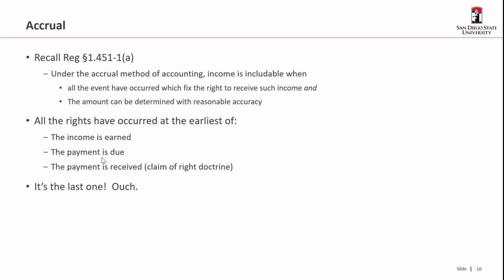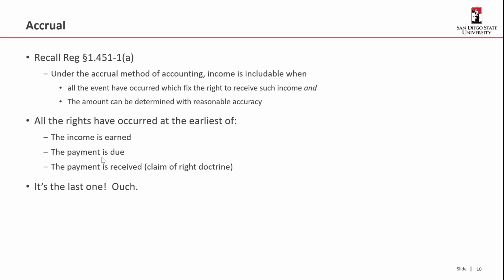What does it mean to have all the events have occurred which fix the right to receive the income? Well, that's been construed to mean all the events have occurred at the earliest of: the income is earned. So the income being earned, that is traditionally what you would think of under GAAP accounting, right? If you've earned the revenue, then yeah, you fix the right to receive it, and as a result, that's includable in gross income. The payment is due means that you've earned it, and the payment is due, it just hasn't been paid to you yet. And the last one is the payment is received.